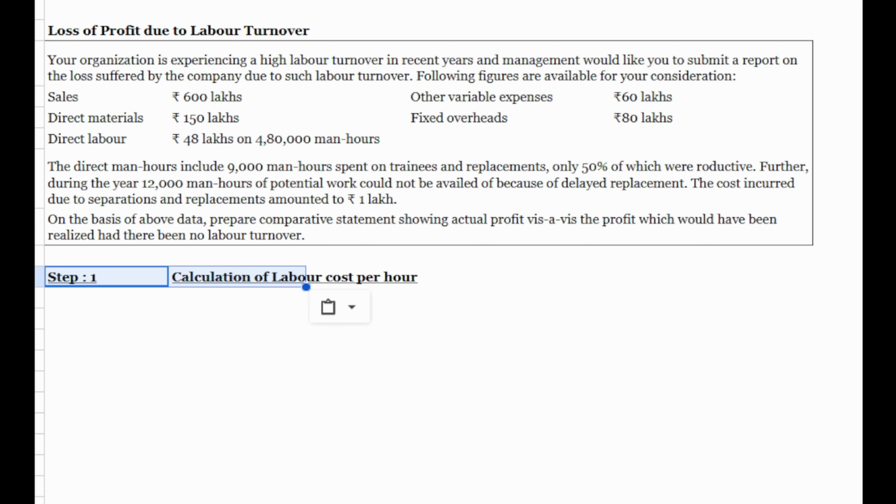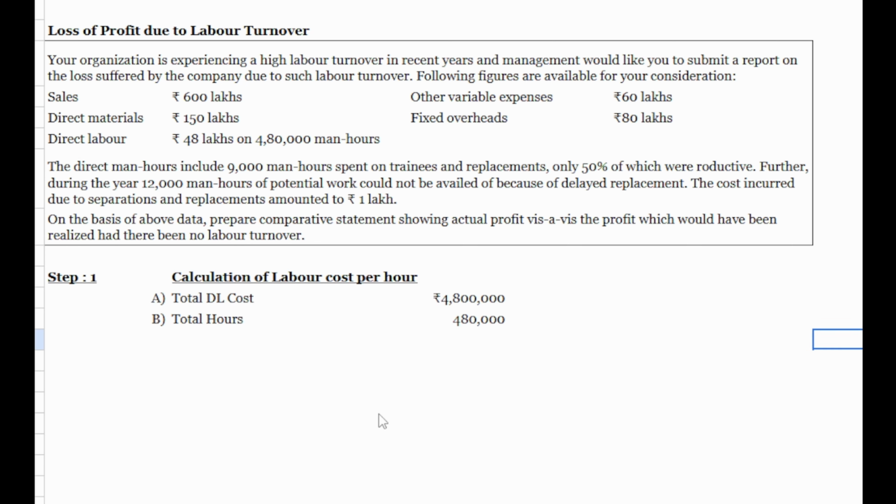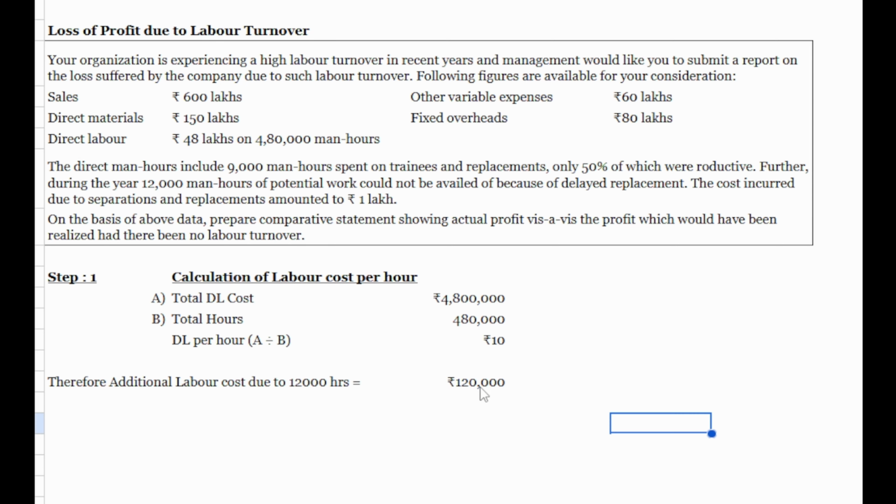So we have to first convert it into a per hour cost. This is the data given. Total labor cost is 48 lakh, hours is 4.8 lakh. If we calculate, we will get a direct labor rate of 10 rupees. You have to divide this with this value. So in this case, you will get 10 rupees per hour. Because of labor turnover, 12,000 man hours were lost. This additional expense will be 1.2 lakh rupees. This is the labor cost loss due to the additional 12,000 hours.